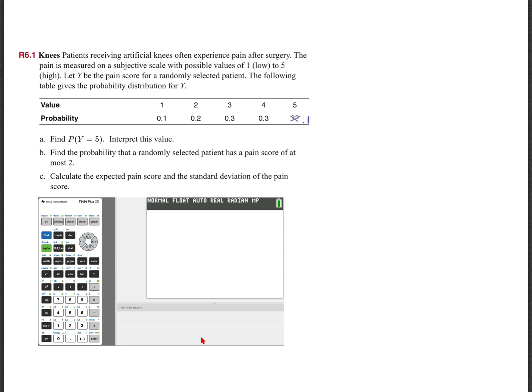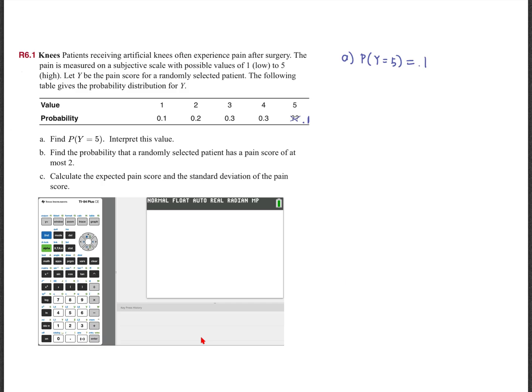So for A, the probability that Y equals 5 is 0.1. They say interpret this value, so we could say different things. You could say if you randomly select a patient, the probability that their pain score is 5 would be 0.1. You could also say 10% of randomly selected patients have a pain score of 5. So you could say it either way.